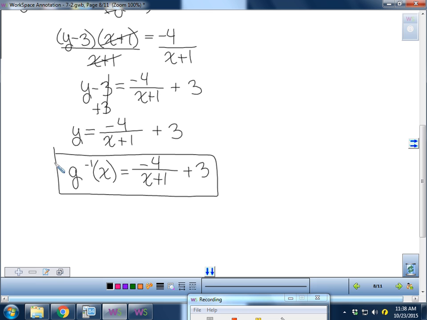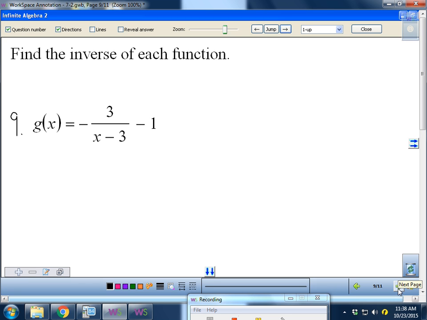So just because I'm a nice person, we're going to do another one like that. Okay. Just so you have a little bit more practice with some that are a little bit more difficult. All right, number 9, or in your case, number 8. It's set up exactly the same way. Notice that we're doing G again, so we'll make sure that we keep the G.